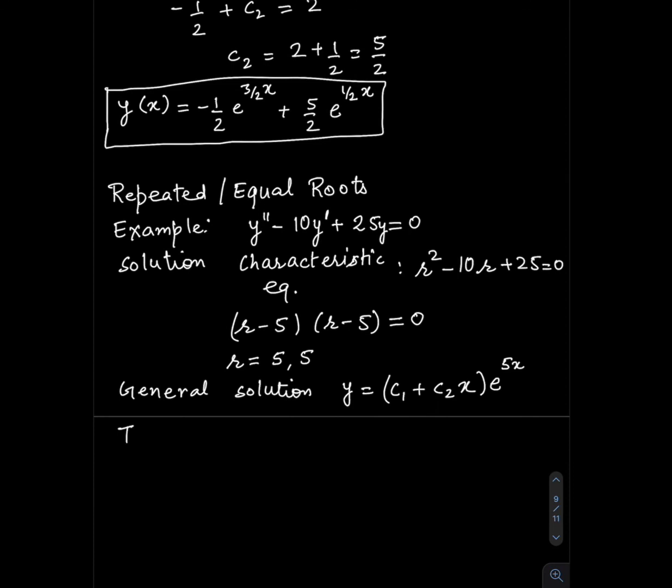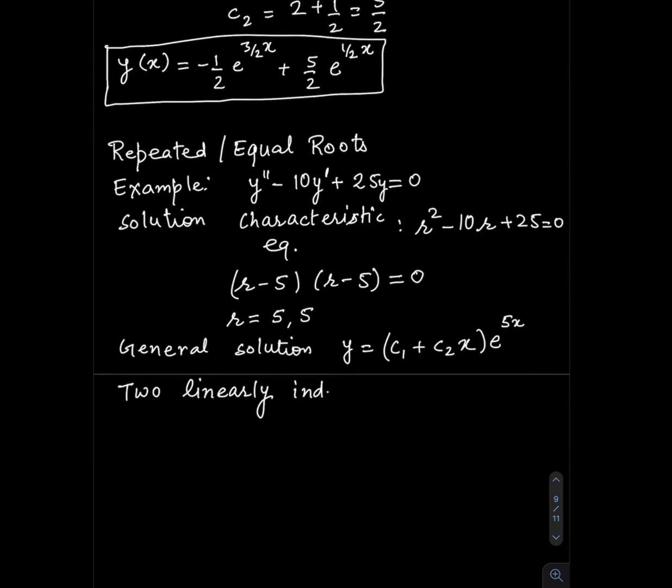Okay, and if you want to write down the two linearly independent solutions, this is a second order ODE, so we must have two linearly independent solutions. In this case they are e to the power 5x and x times e to the power 5x. You can go ahead and verify that these two are linearly independent.